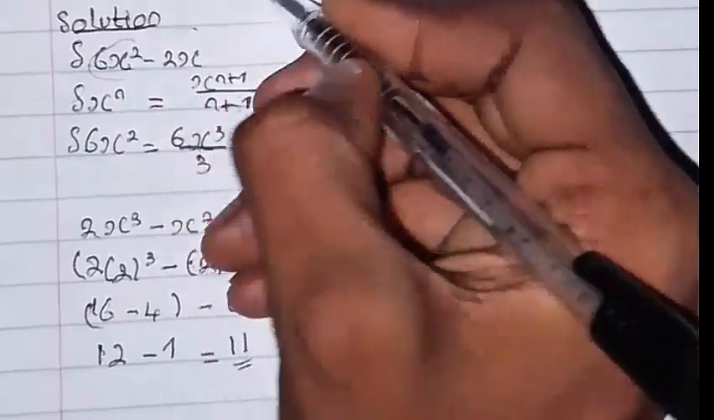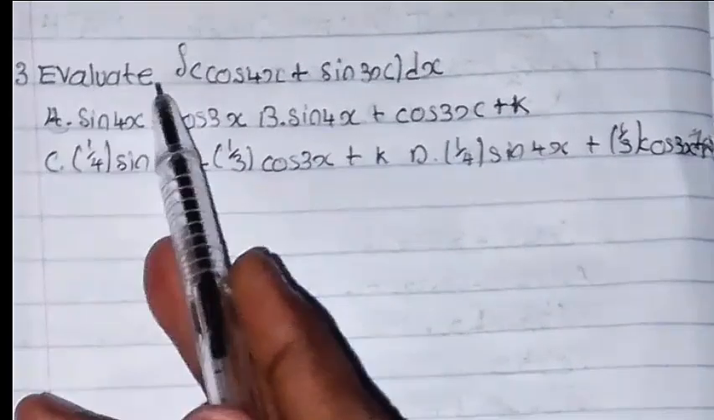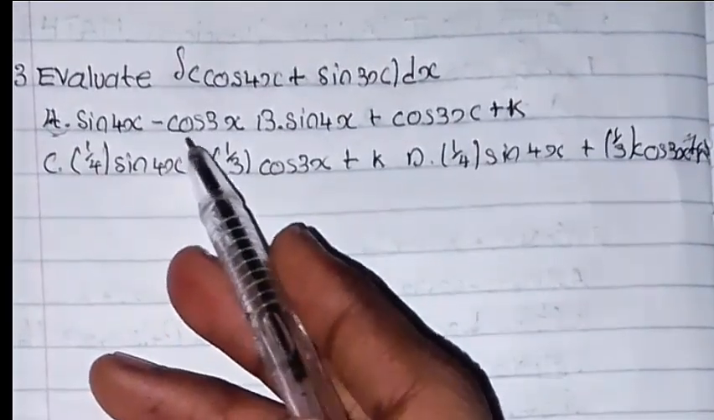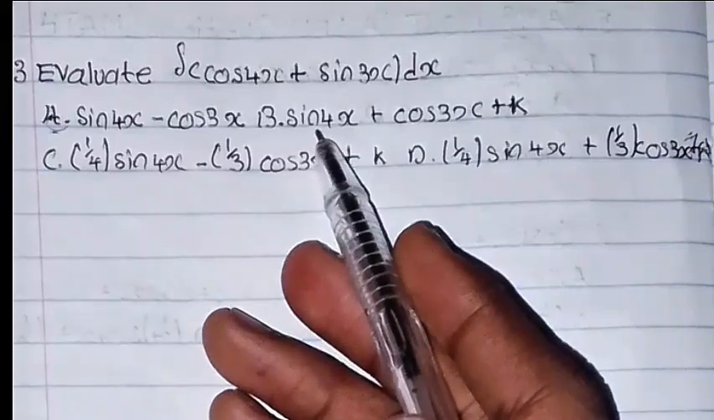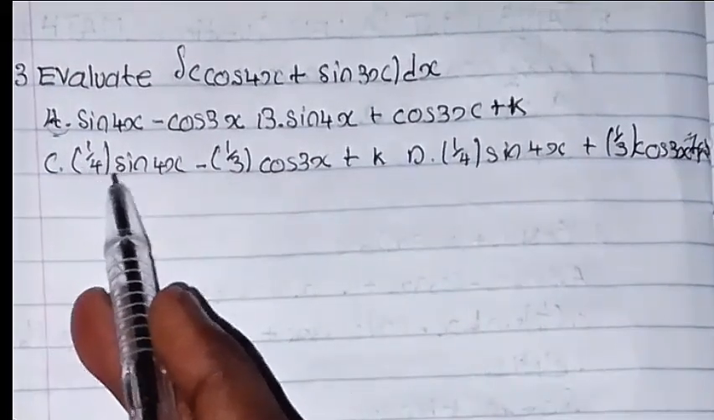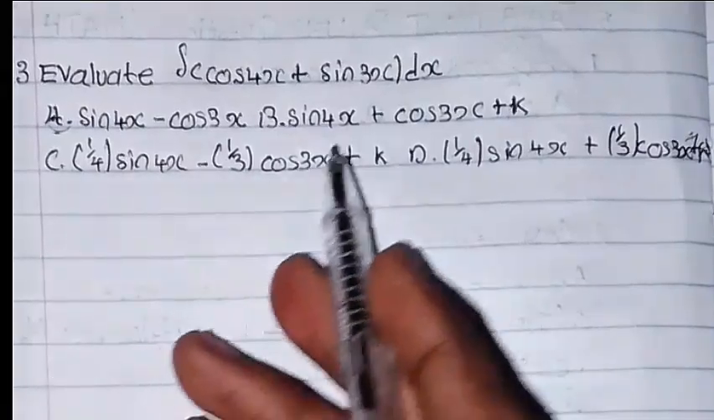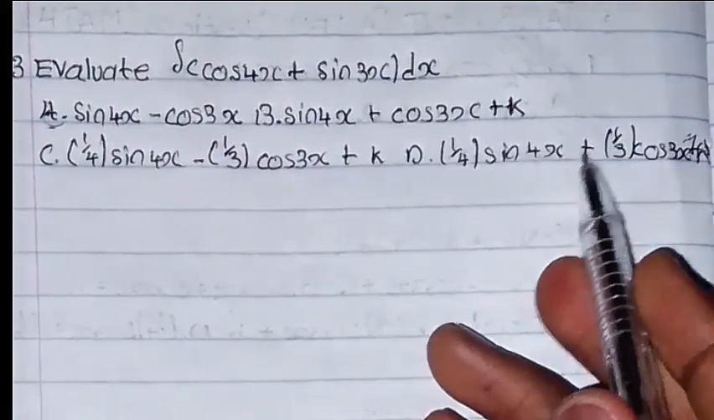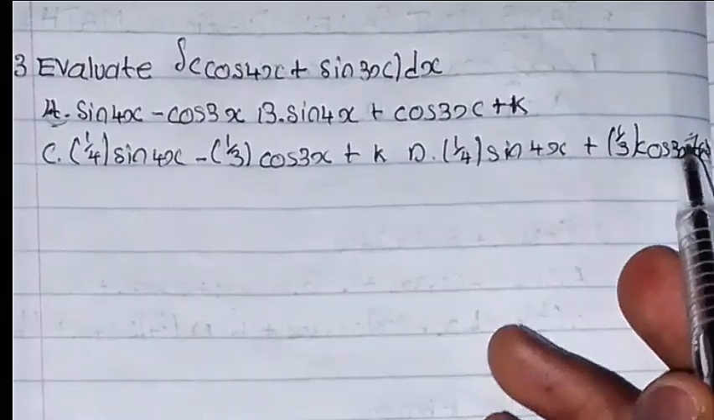Option D. We have a question that says evaluate the antiderivative of the function cos 4x plus sin 3x dx. Option A, sin 4x minus cos 3x. Option B says sin 4x plus cos 3x plus k. Option C, 1 over 4 sin 4x minus 1 over 3 cos 3x plus k. D, 1 over 4 sin 4x plus 1 over 3 cos 3x plus k.